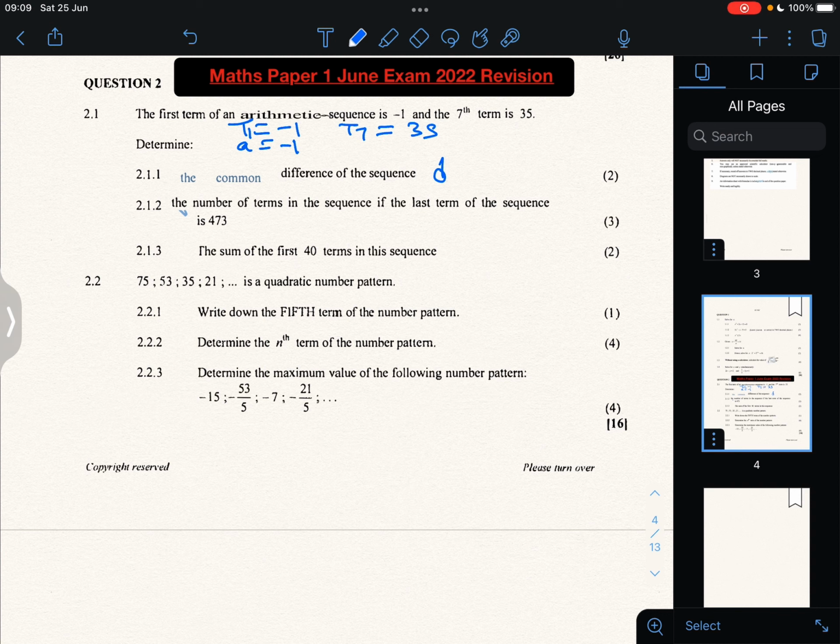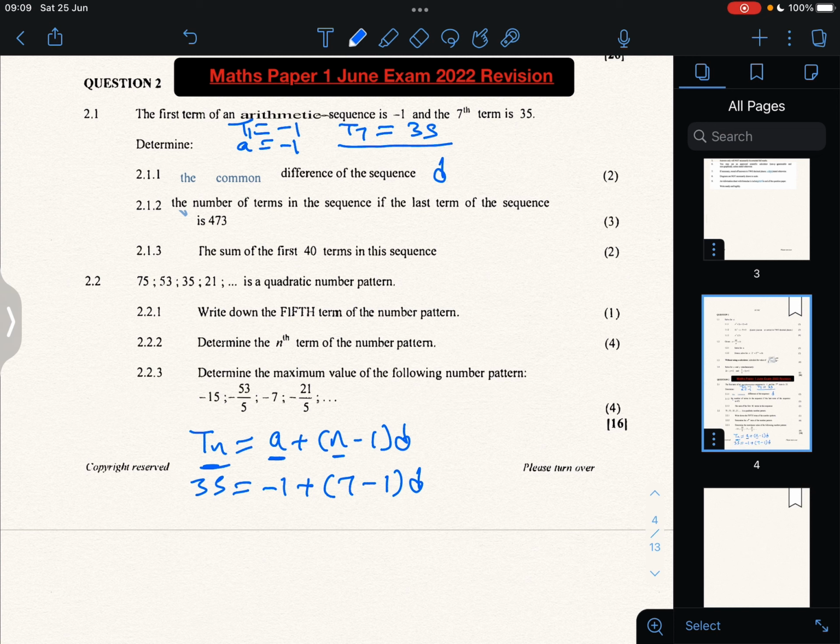So we're going to use the general formula: Tn equals A plus n minus 1 times D. All we have to do is substitute. We know the value of A, and we have term number 7 with its value, so we can substitute and calculate D, the common difference. T7 is 35, A is -1, plus 7 minus 1 times D.